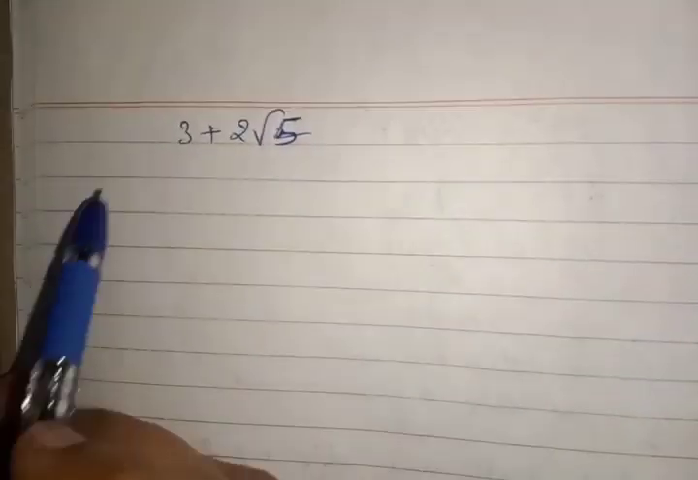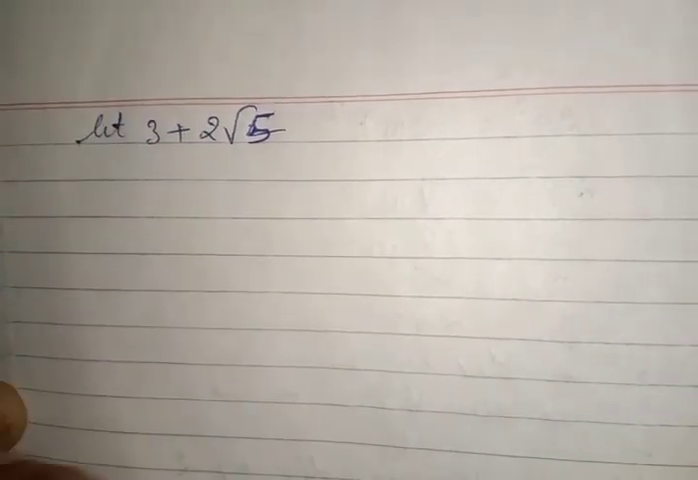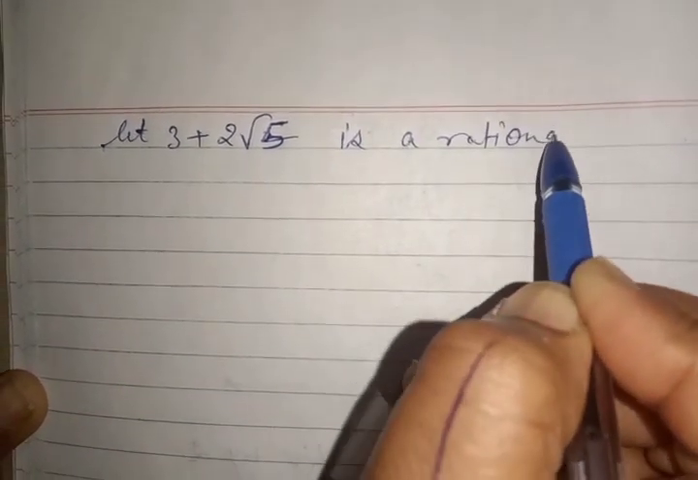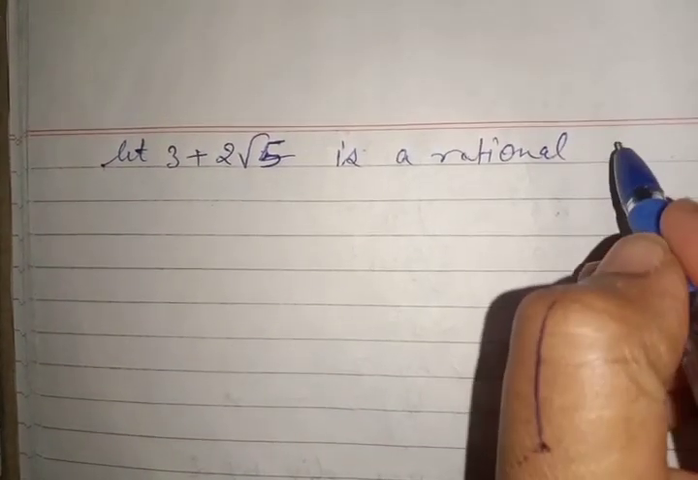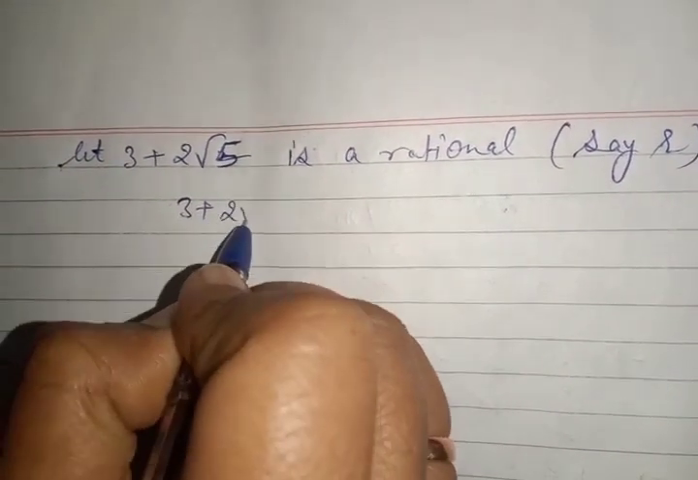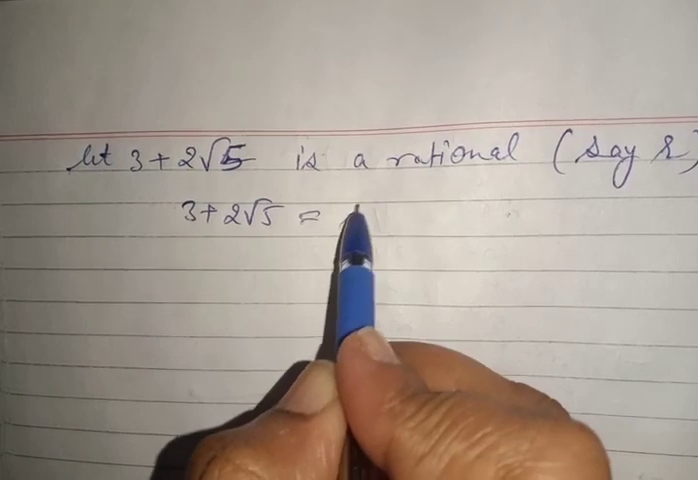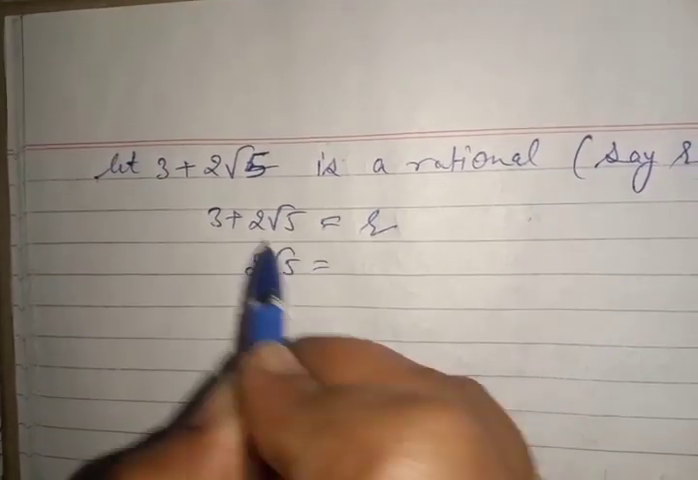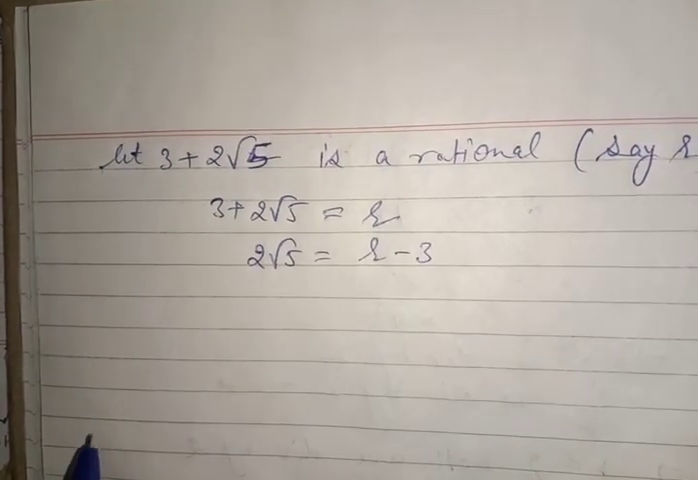So first I am taking 3 plus 2 root 5. We need to prove that this is irrational. The same thing I am considering: let this be a rational number. In all questions we will apply the contradiction method. So 3 plus 2 root 5 is rational. We will say R. So 3 plus 2 root 5 is equal to R. Now shifting 3 to the other side we get R minus 3.